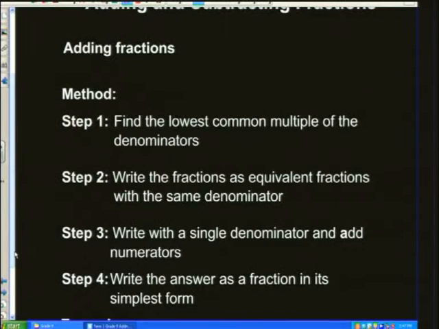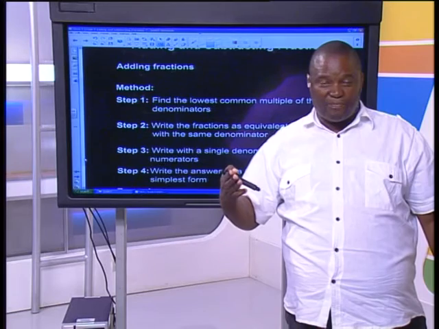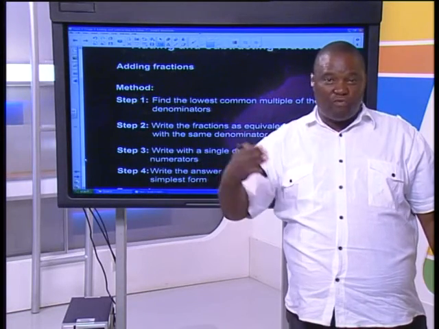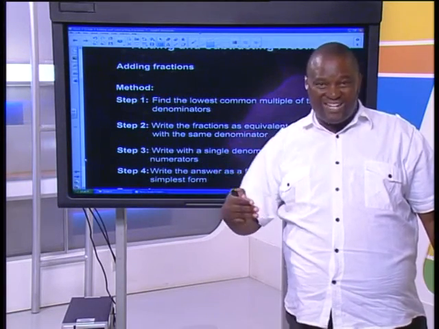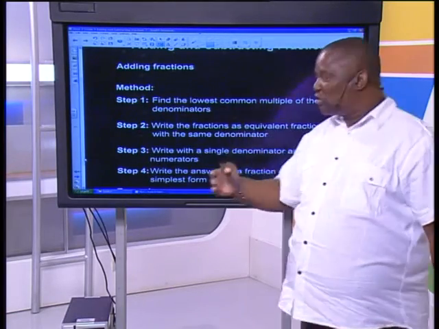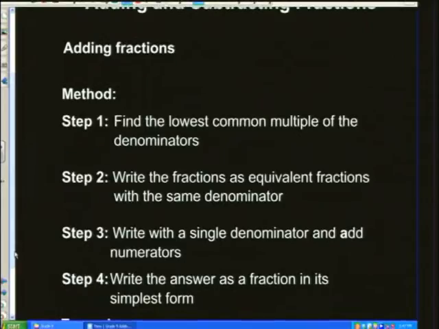Step 2, you write the fraction as an equivalent fraction with the same denominator. You've done equivalence in grade 4, in grade 5, up to grade 7. So you must be familiar with the word equivalent. When I speak of equivalent fractions, I mean if you've got a half, it is equivalent to 2 over 4, it's equivalent to 5 over 10, it's equivalent to 6 over 12. Those are equivalent fractions. But here, our equivalent fractions should have the same denominators.